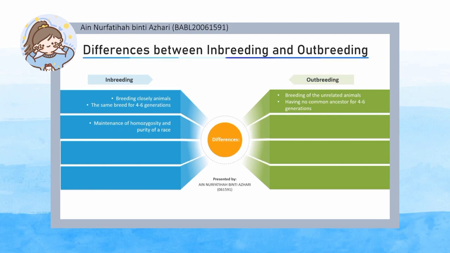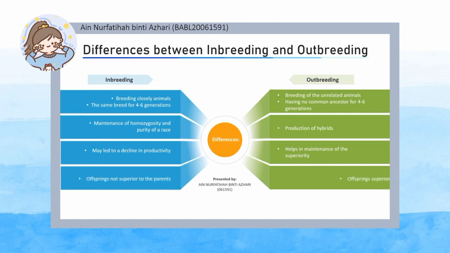Then, inbreeding helps in maintenance of homozygosity, thereby helping in maintenance of purity of a race. Outbreeding results in production of hybrids. Repeated inbreeding may lead to a decline in productivity, while repeated outbreeding helps in maintenance of superiority. In inbreeding, the offspring are not superior to the parents, but the outbred offspring are superior to the parents.